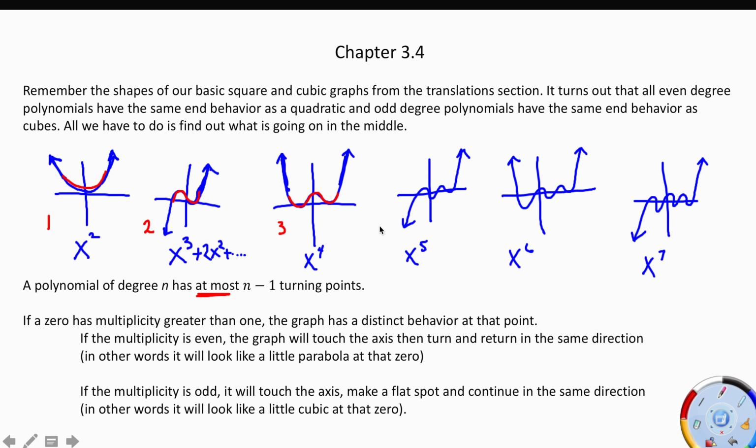A fifth degree can have at most 4 turning points. 1, 2, 3, 4. So it could never look like this. However, it could look like this. But a third degree cannot look like this. So how many turning points can a sixth degree have? Correct. 5. At most. 1, 2, 3, 4, 5. And a seventh degree can have at most 6. 1, 2, 3, 4, 5, 6.